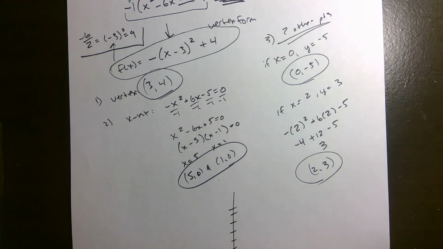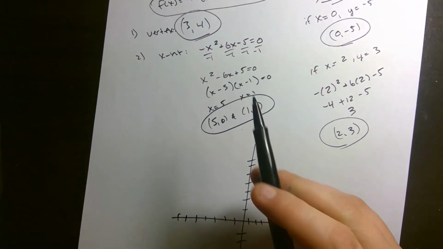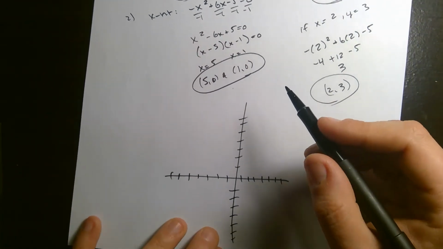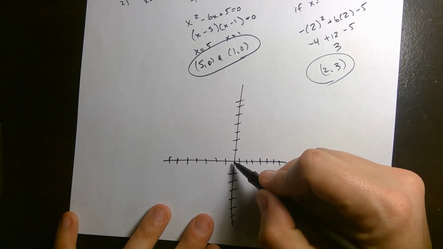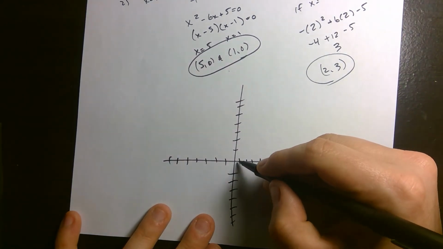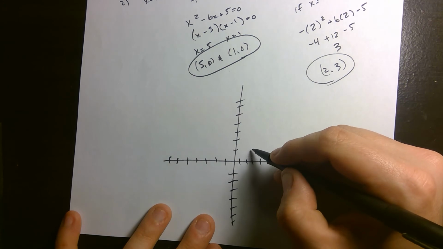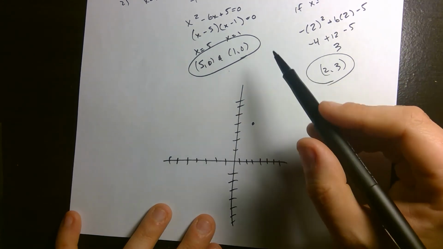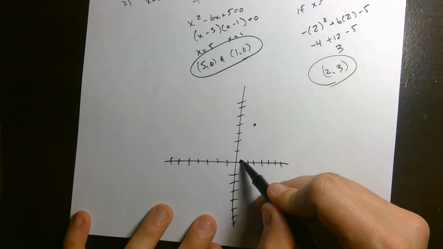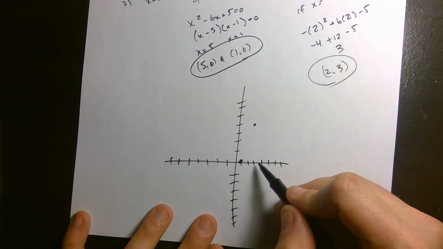Okay. Got my graph already here, and so I'm going to graph my vertex, which is (3, 4). So I start at my origin. I go to the right 3, 1, 2, 3, and I go up 4, 1, 2, 3, 4. So right here, and so then I will graph my intercepts, which are (1, 0) and (5, 0). 1, 2, 3, 4, 5.